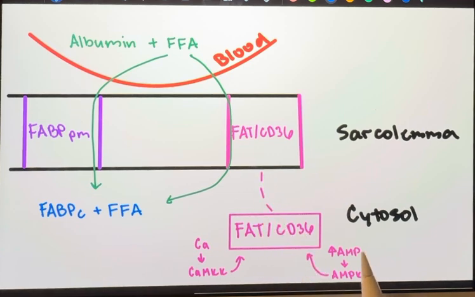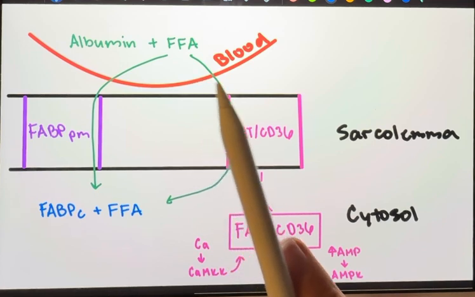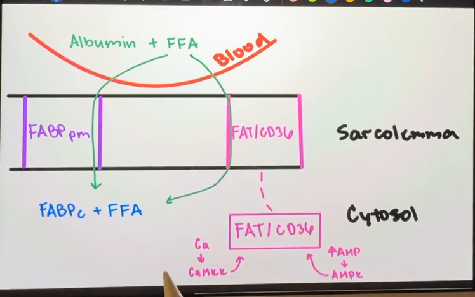In a similar manner, when we have an increase in AMP, because we have a decrease in ATP, increase in ADP leads to increase in AMP, which activates AMPK. That also tells fat CD36 to go and embed itself into the sarcolemma of the muscle, allowing even more free fatty acids to enter into the cytosol. Once it's in the cytosol, we have another binding protein. We now have fatty acid binding protein in the cytosol, plus a free fatty acid.